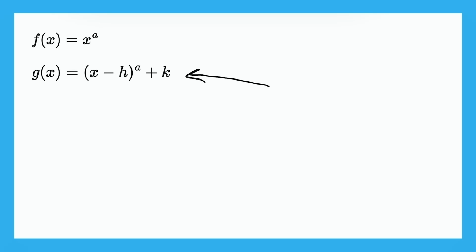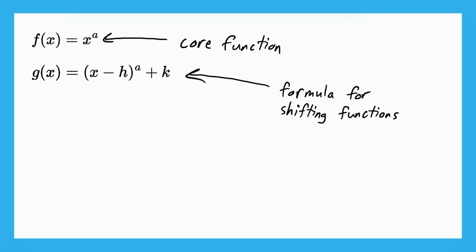So the formula that we use for shifting functions is actually this second one right here. But this first one is what we're going to call the core function. And this core function, f of x equals x to the power of a, is going to function basically as our starting point. Now, g of x equals (x minus h) all to the power of a, plus k, is what we're going to use to interpret the shifts of our graph. So one way to think about this is that f of x shifts and becomes the graph g of x.